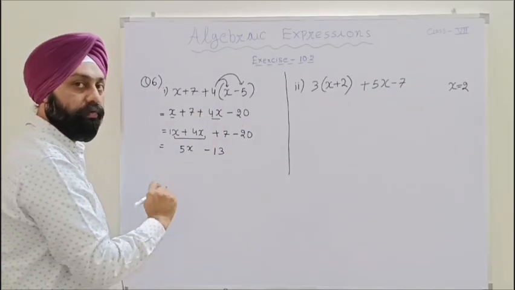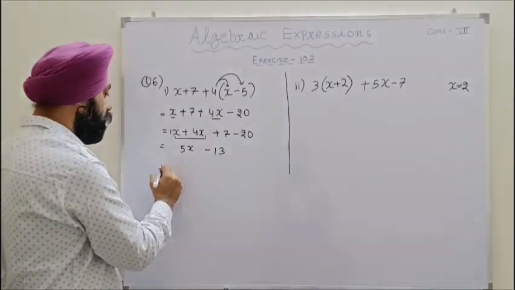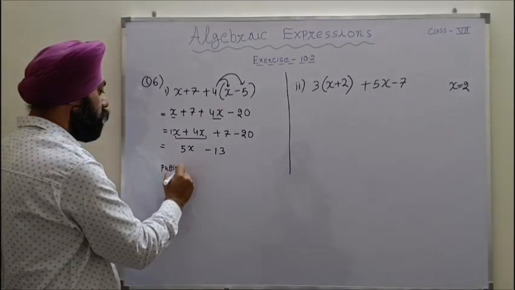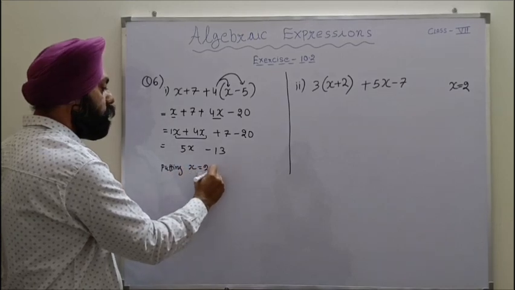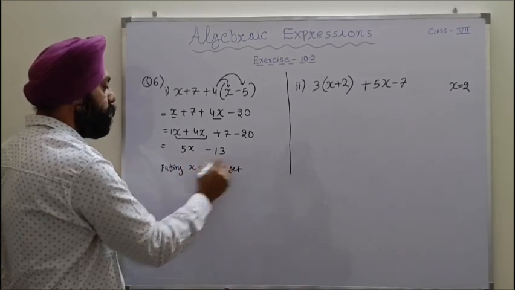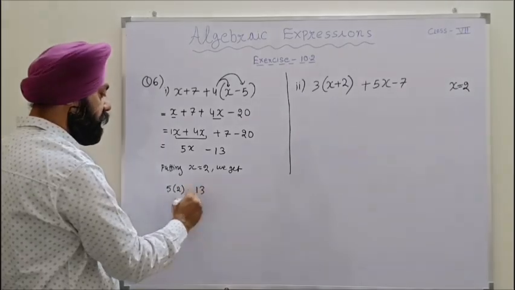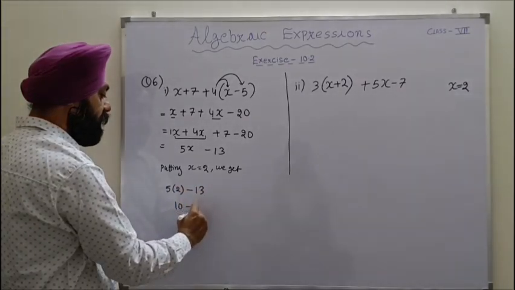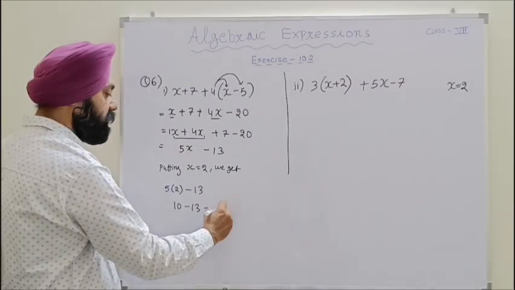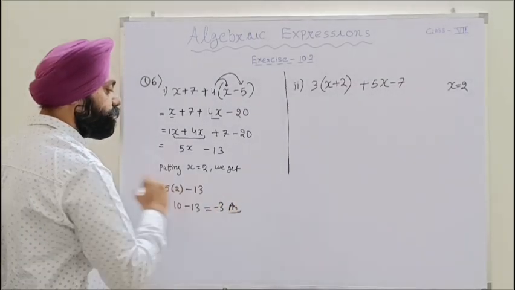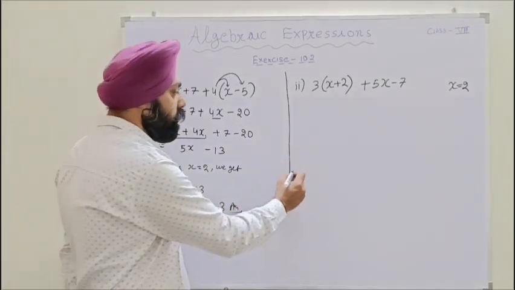Now we will put the value of x equals 2. So putting x equals 2, we get 5 into 2 minus 13. So 5 2s are 10, 10 minus 13 will give minus 3 as the answer. Now move on to the second part.